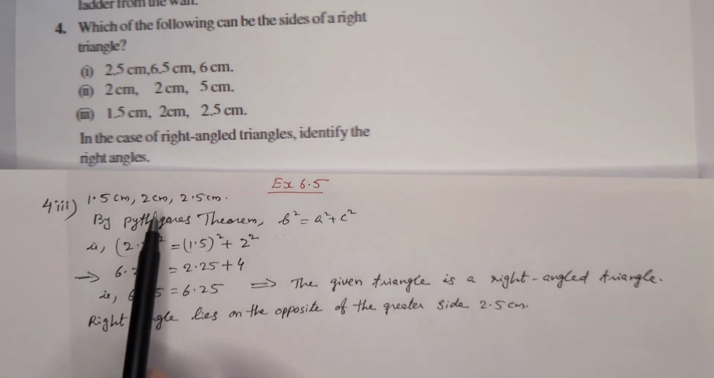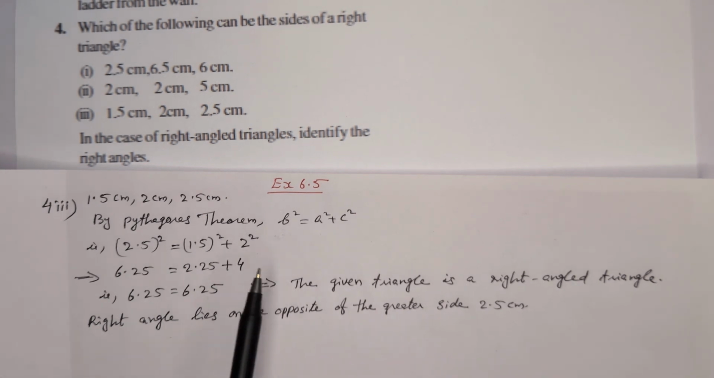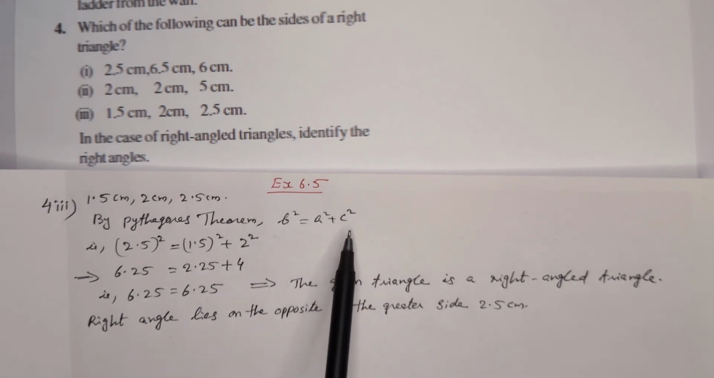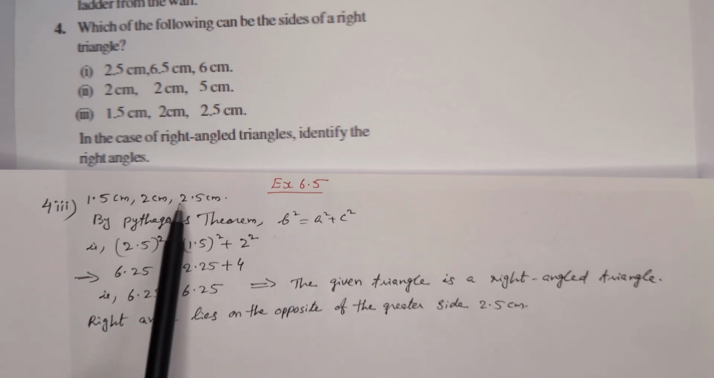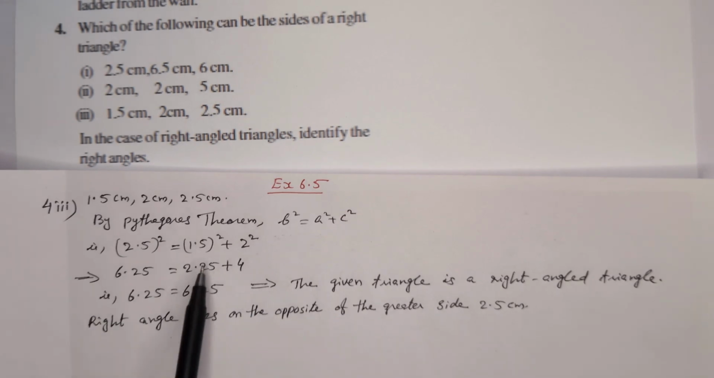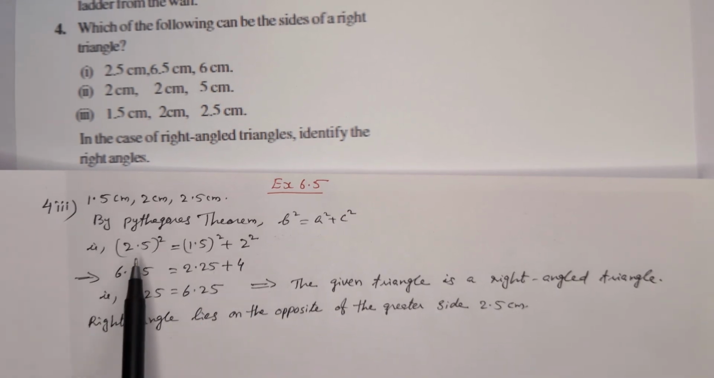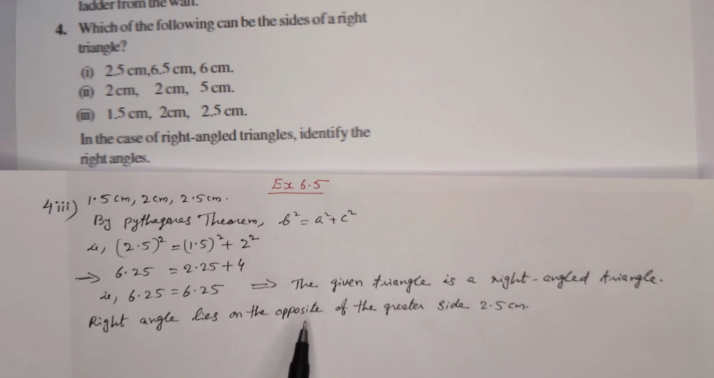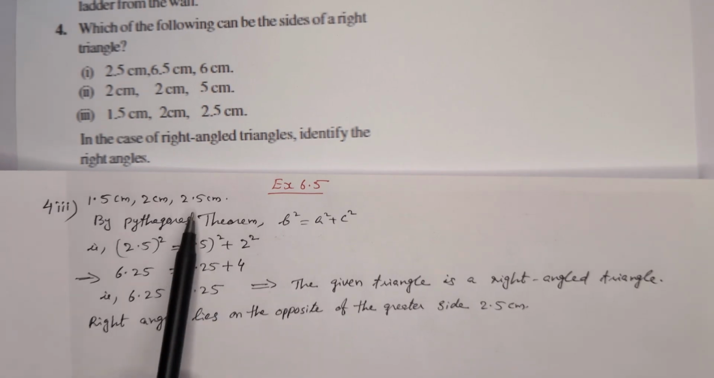Third part: 1.5 centimeter, 2 centimeter and 2.5 centimeter. By Pythagoras theorem, hypotenuse square is equal to base square plus altitude square. Here the biggest side is 2.5. So 2.5 square is equal to 1.5 square plus 2 square. 2.5 square is 6.25, 1.5 square is 2.25, 2 square is 4. When we add, it comes to 6.25, which means the sum of squares of two sides is equal to the square of the third side. So the given triangle is a right angle triangle, and the right angle lies opposite the greater side, 2.5 centimeter.